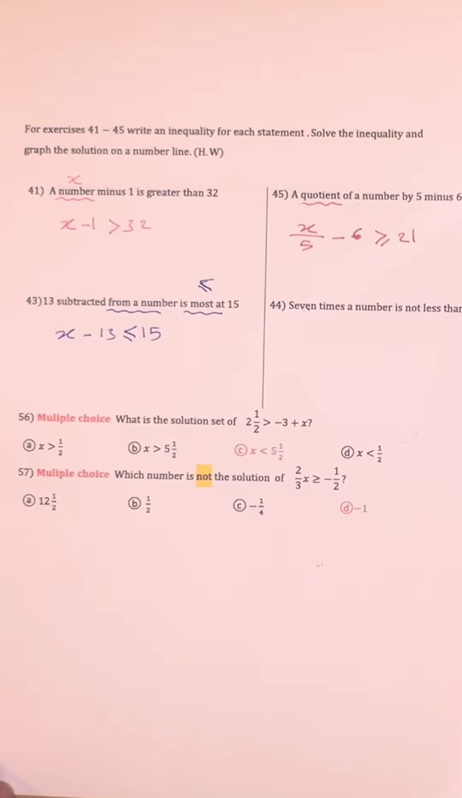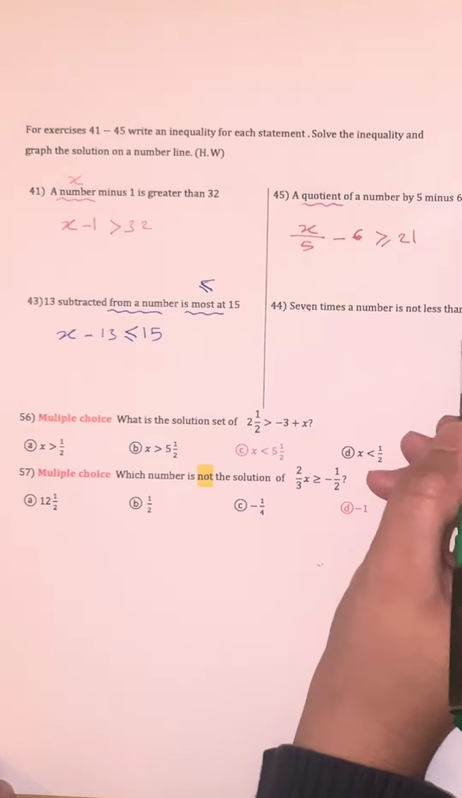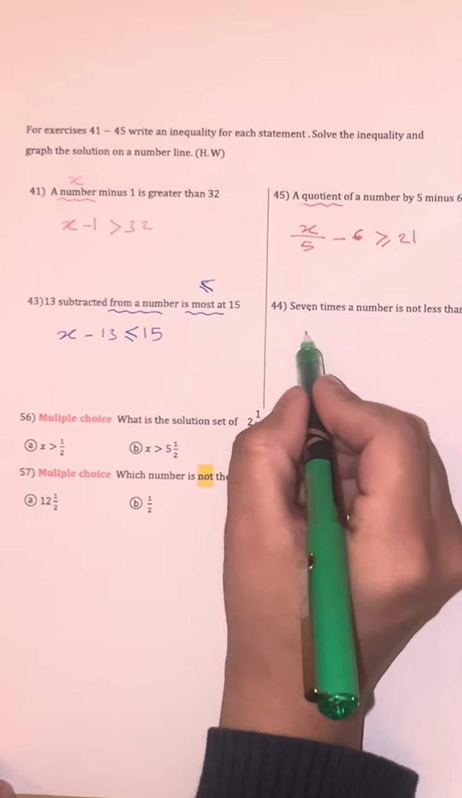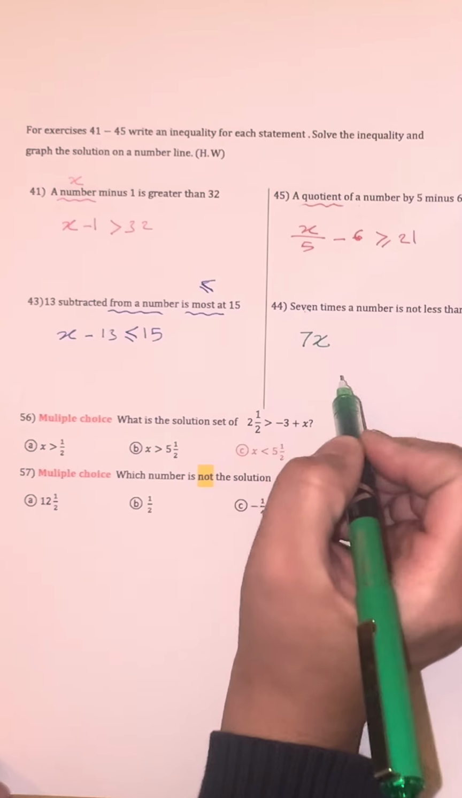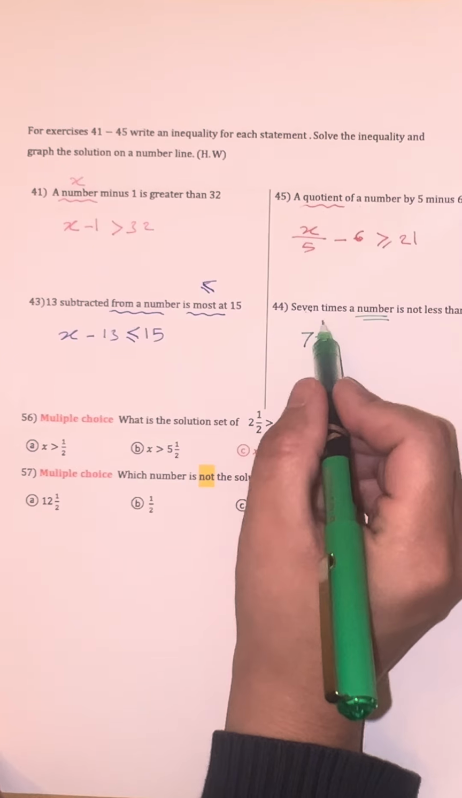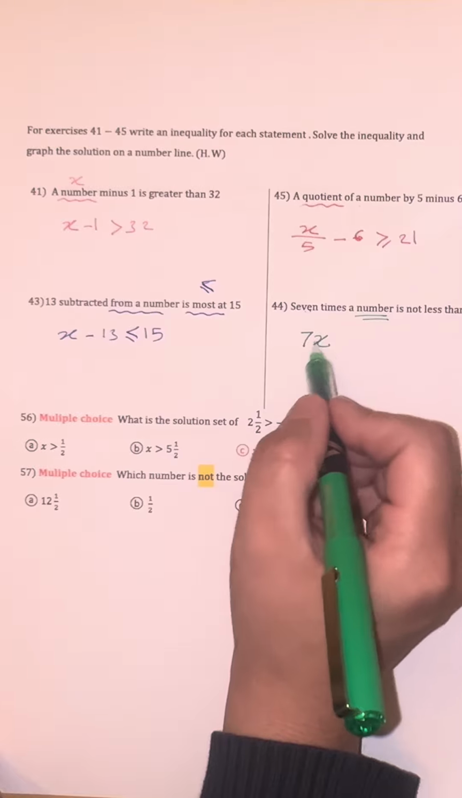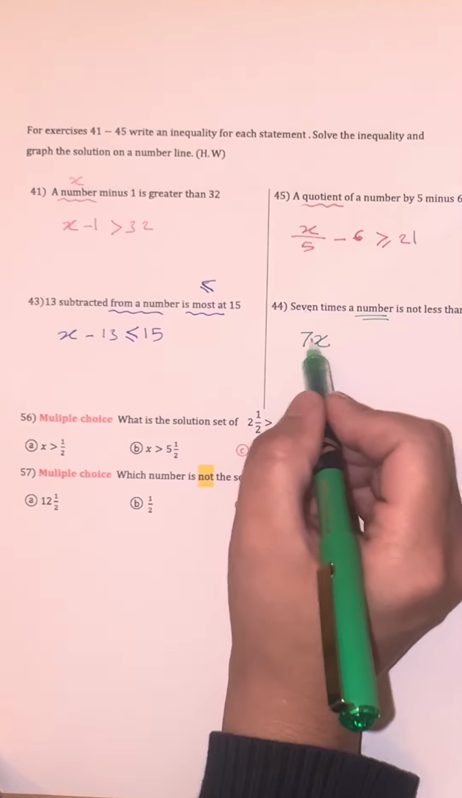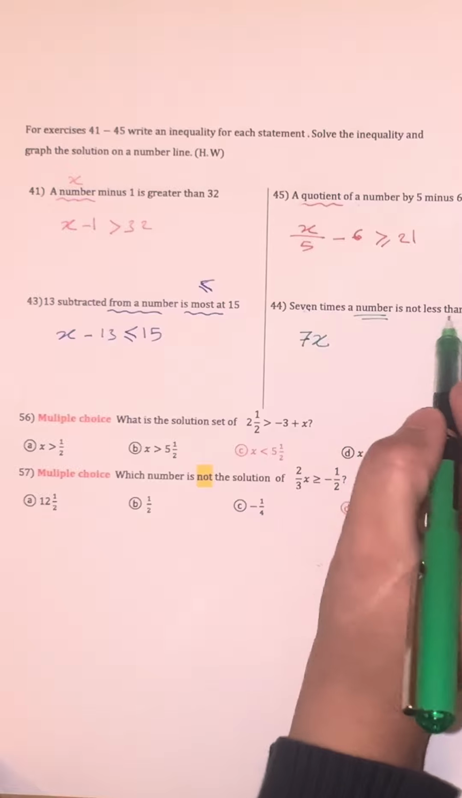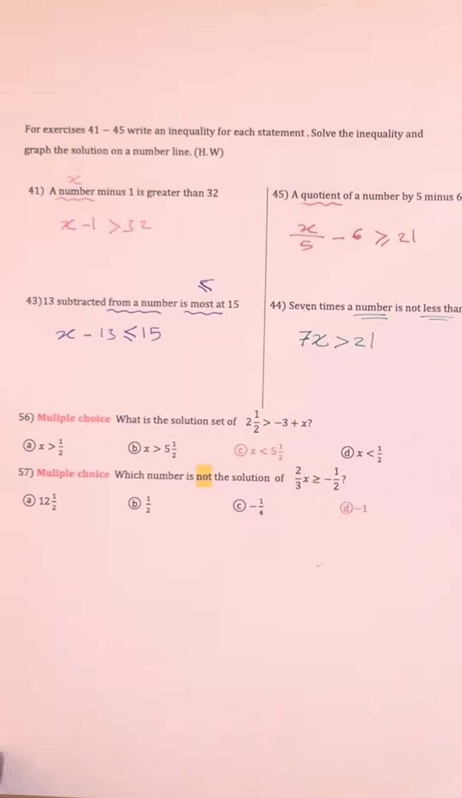7 times a number is not less than 21. 7 times a number means 7x. A number always is a variable. Because if we have a number and the variable, we don't need a multiply sign between them. So I will write 7x, okay? Is not less than means greater than or equal to 21.